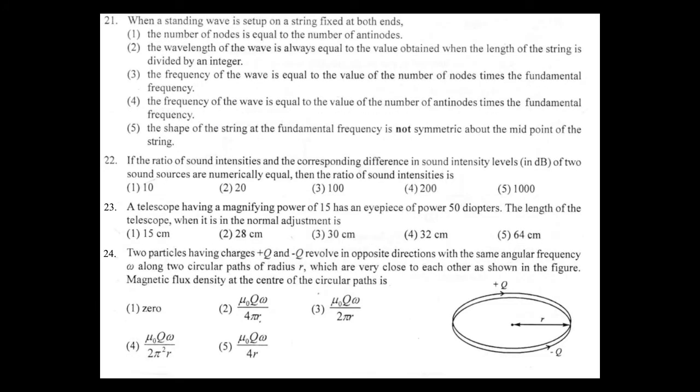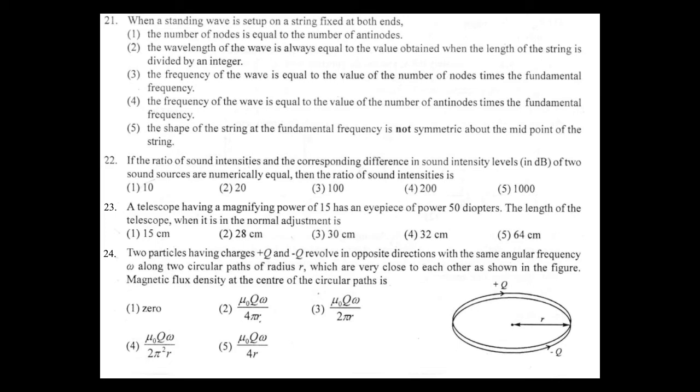Question number 21. It is about a standing wave set up on a string fixed at both ends. To answer this question, you better draw a diagram for a standing wave showing the fundamental mode. For the fundamental mode, it has one loop. Then if the length is L, you can write lambda over 2 equals L, lambda equals 2L.